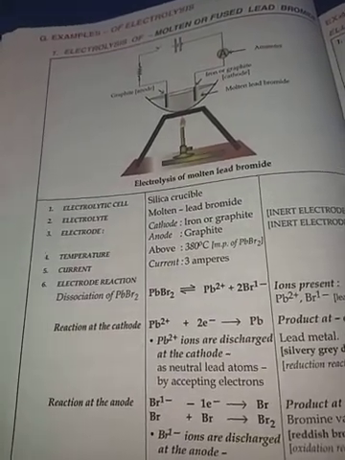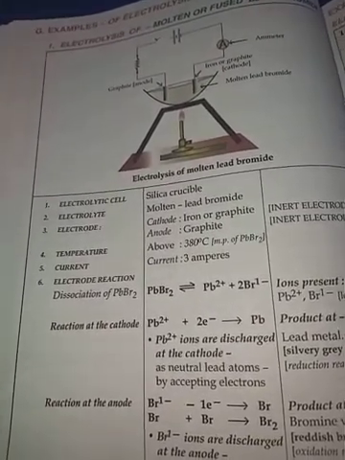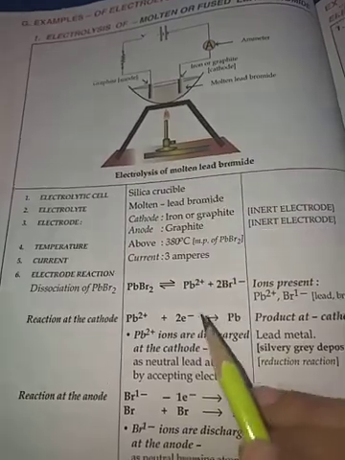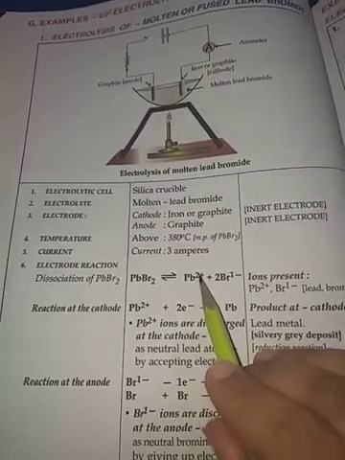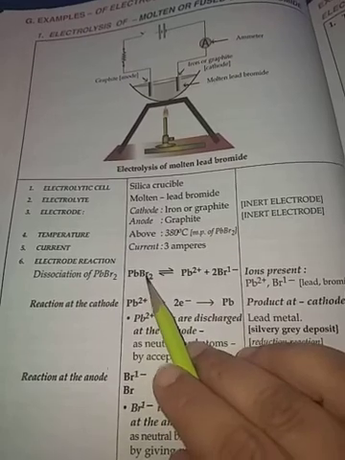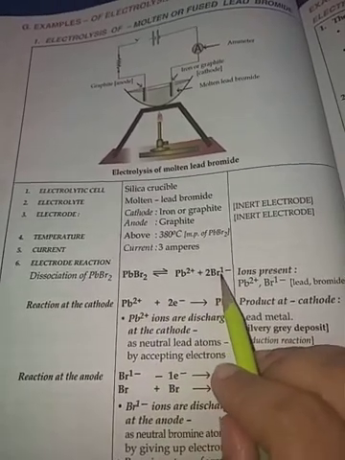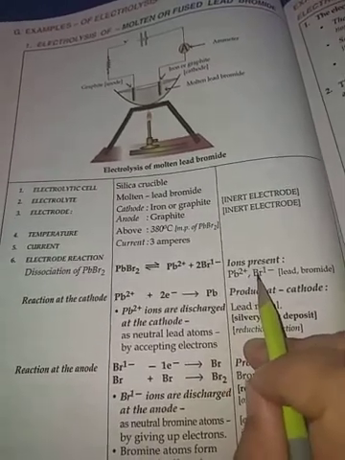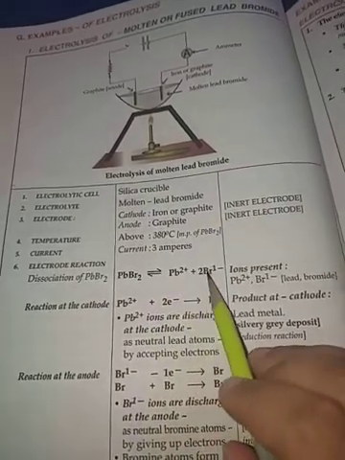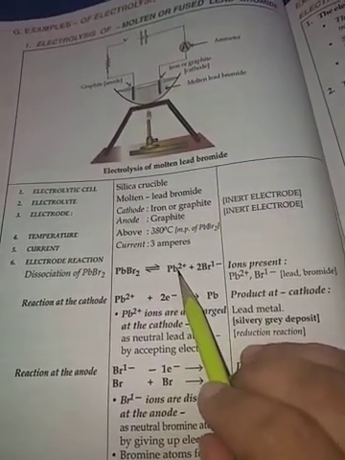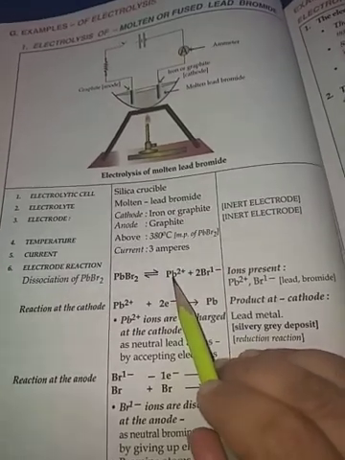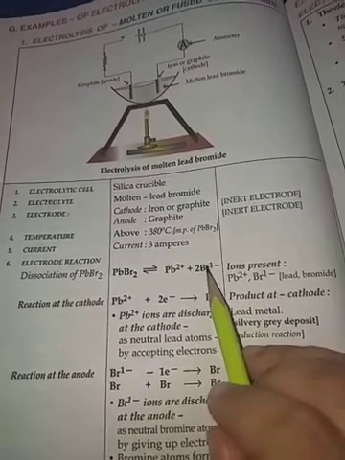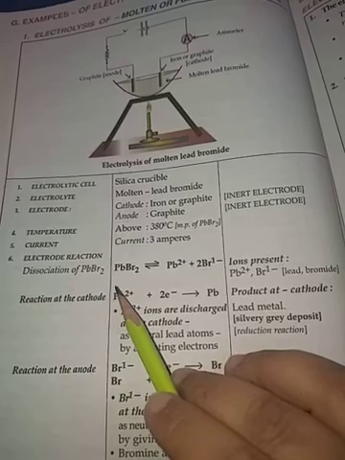Okay, and see what the electrode reactions will be here. Here we have taken lead bromide, and this lead bromide will be dissociated as Pb2+, that is lead ion, plus 2 bromide ions, 2Br-. It means the ions present in the electrolyte are lead and bromide ions. Now see, these are oppositely charged ions, and they will move towards their respective electrodes. The positive ion will move towards the negative electrode, that is the cathode, and the negative ions will move towards the positive electrode.